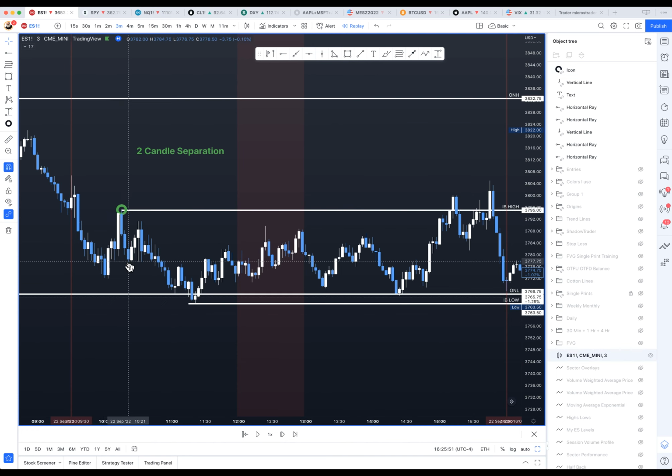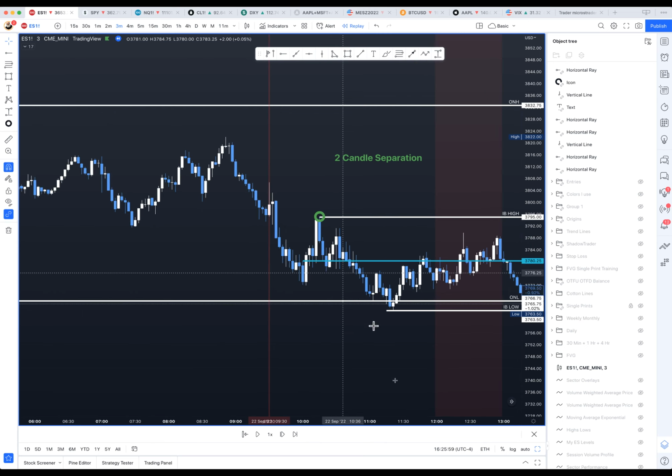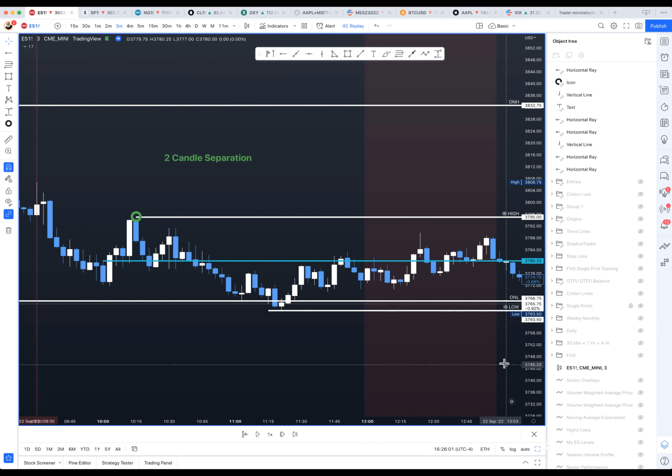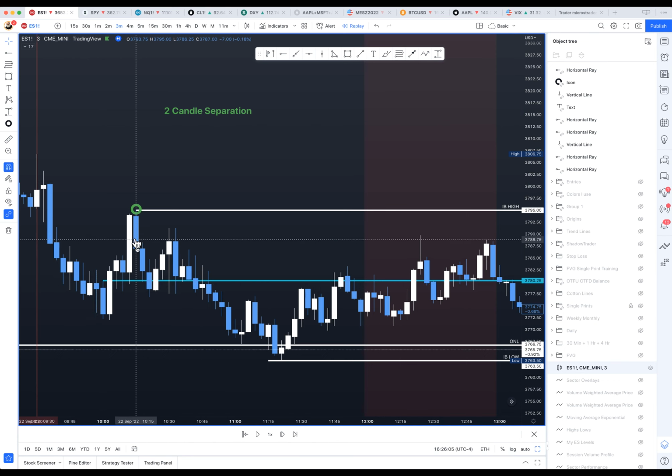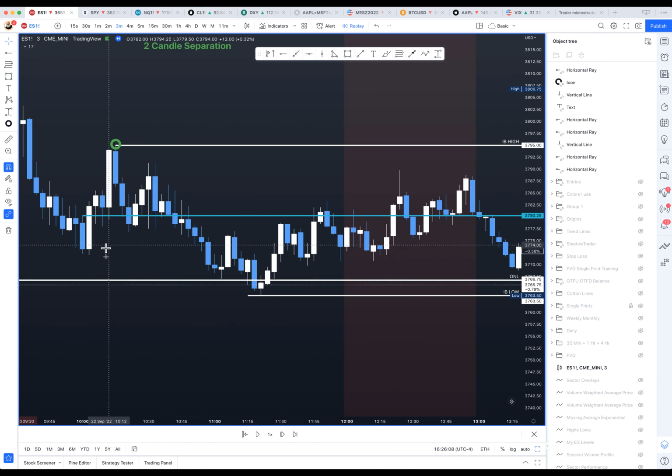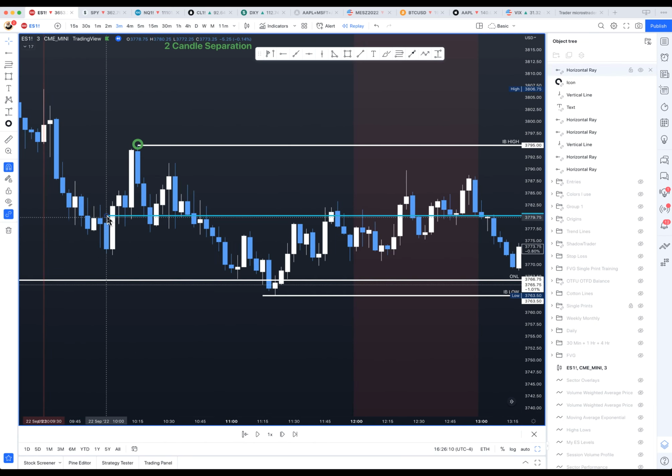So price came down. I have no level because I don't have 2 candle separation. I want to show you that. So if I mark this level right here, do I have 2 candles that completely cleared? Nope, I only have 1. So I don't have a level there.